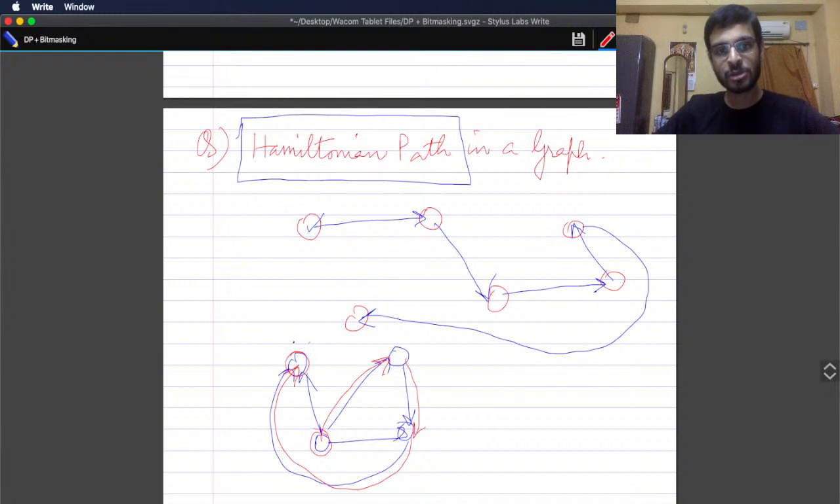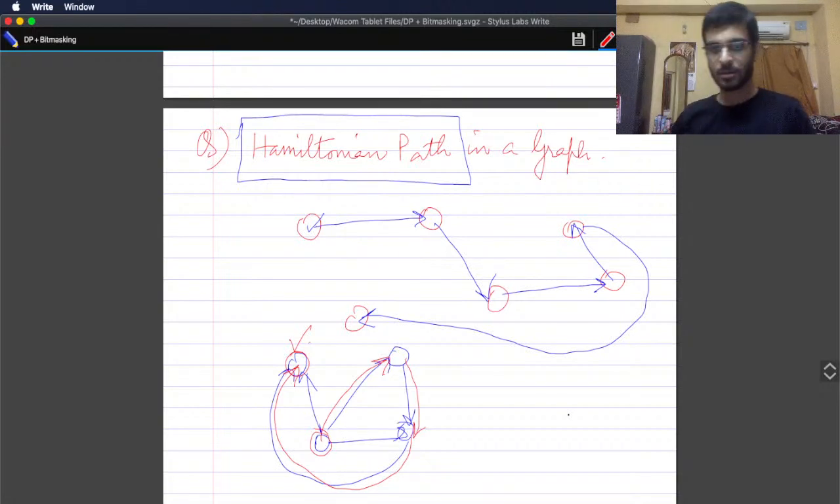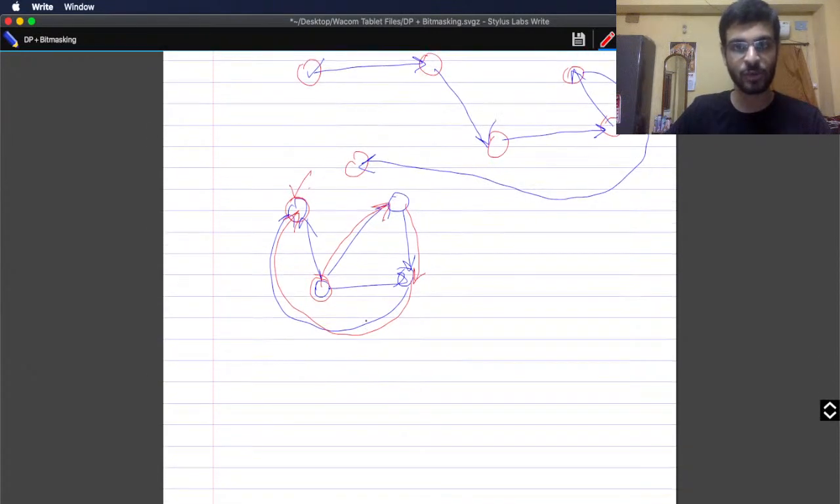However, there is no Hamiltonian path which can start from here. You cannot have any Hamiltonian path because there is no out degree. Out degree is 0 from there, right? Make sense? So now whether a Hamiltonian path is present or not, this is a central question.